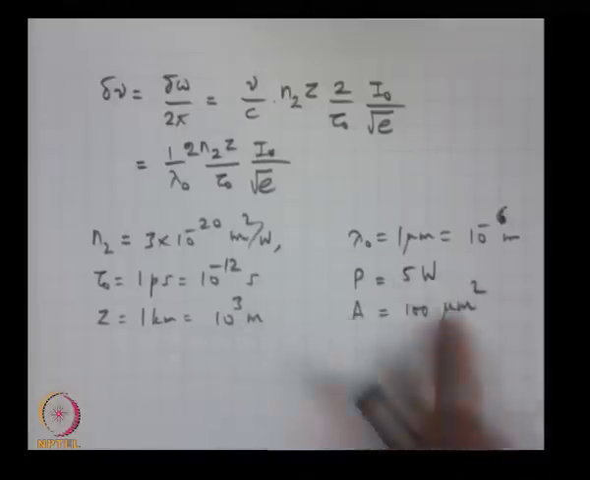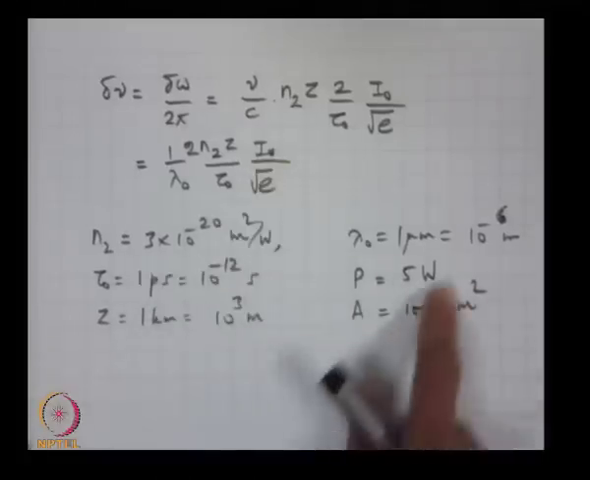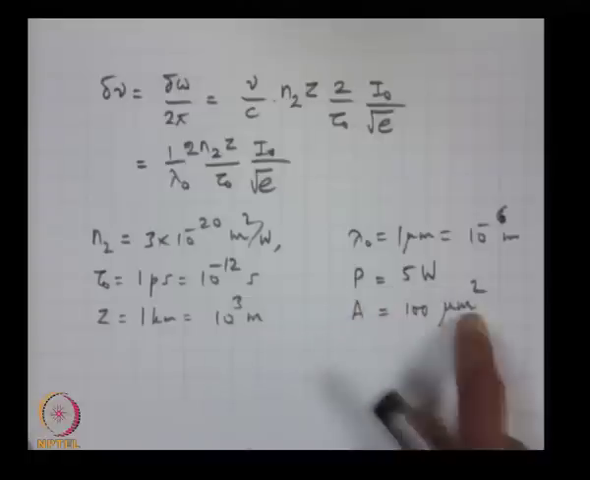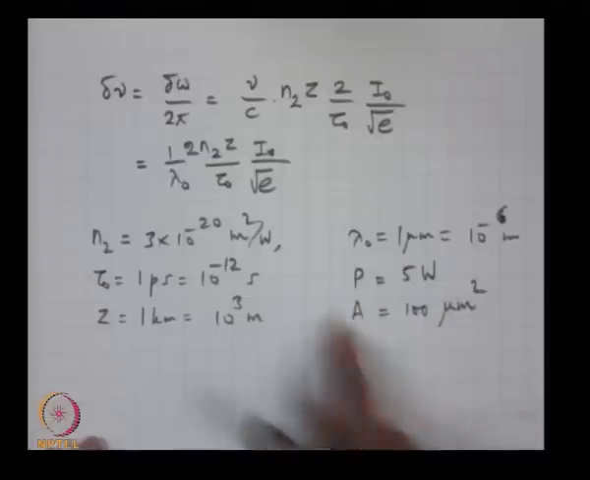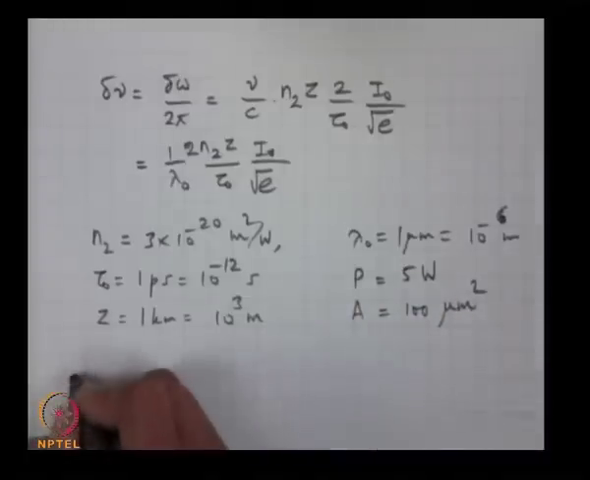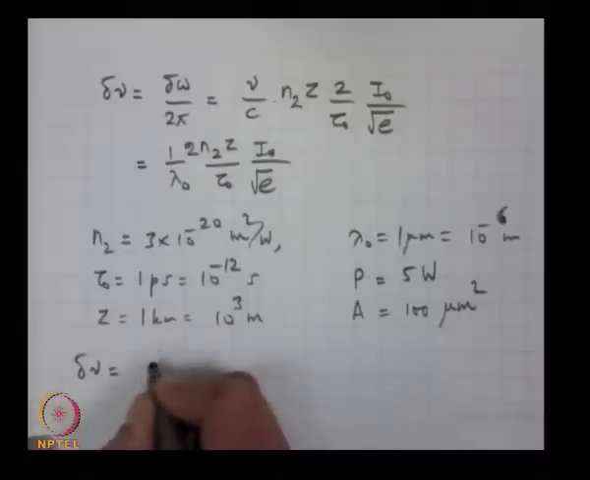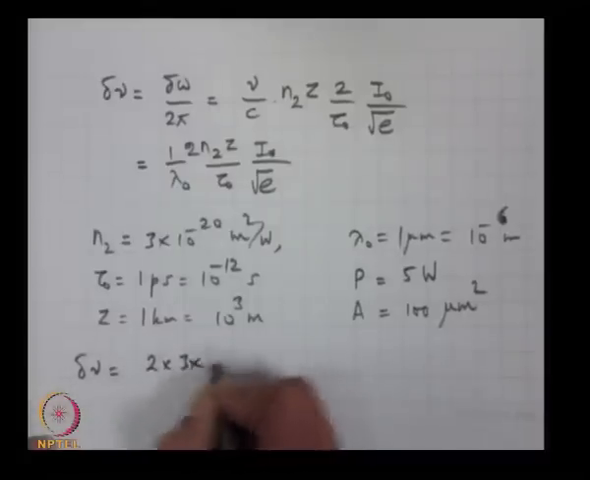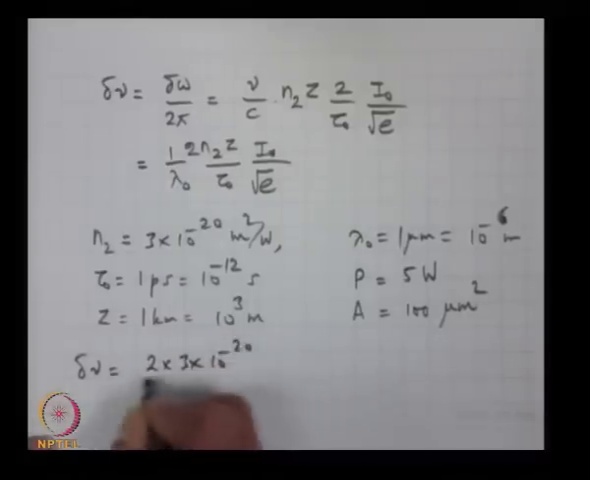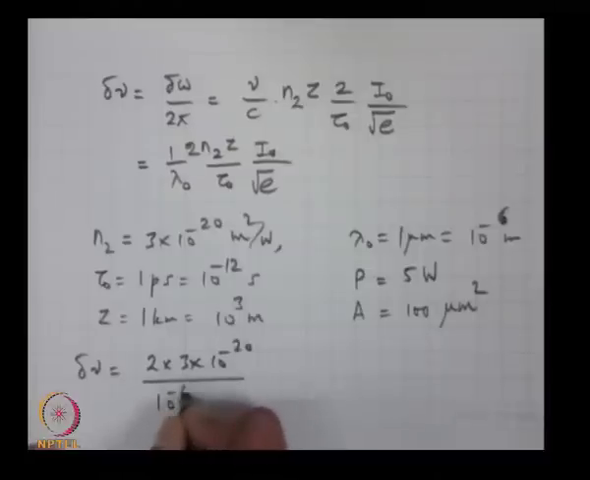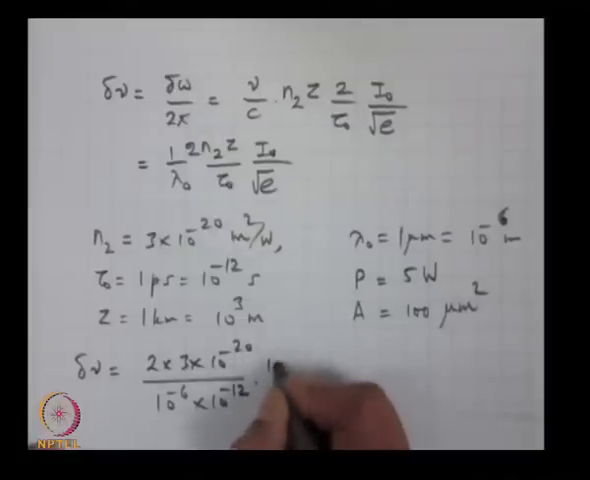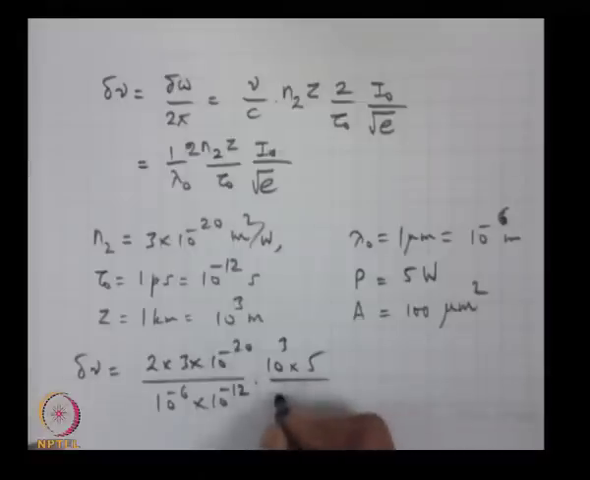So that will give me an intensity. I need an intensity here, peak intensity value. So this is the peak power of the pulse, and that's the cross sectional area. So let me substitute here. Delta nu is equal to 2 into 3 10 to the minus 20 by 10 to the minus 6, 10 to the minus 12 into 10 to the power 3 into 5 by 10 to the minus 10, 1 by root 2.7 approximately.